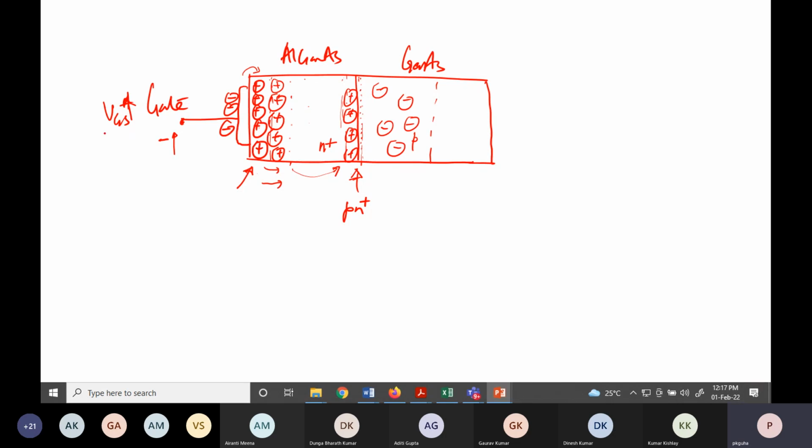Because if you increase VGS, there will be more and more negative ions on the metal side that will attract more and more positive immobile ions. So as we keep on increasing this VGS, this depletion region will increase, and at some point it will touch the depletion region of the PN junction, the PN plus junction.